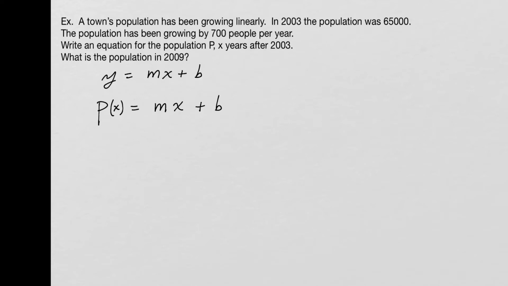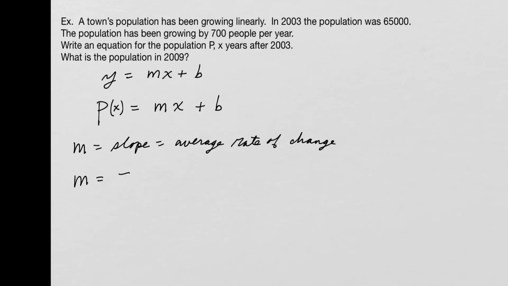Okay, so we need to figure out m, we need to figure out b, right? Well, remember m is the slope, but it's also the average rate of change. So in this case, the m is given in the question itself, right? We're told that the population has been growing by 700 people per year. So that is the average rate of change. That's the slope. It's 700 people per year. So we have that.